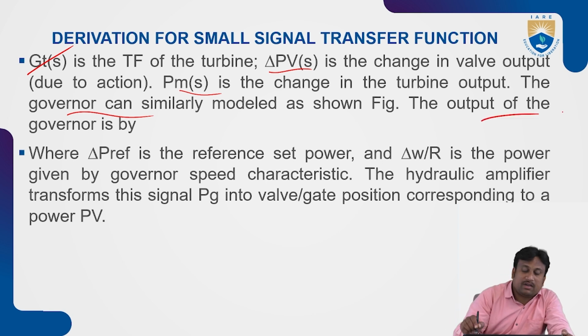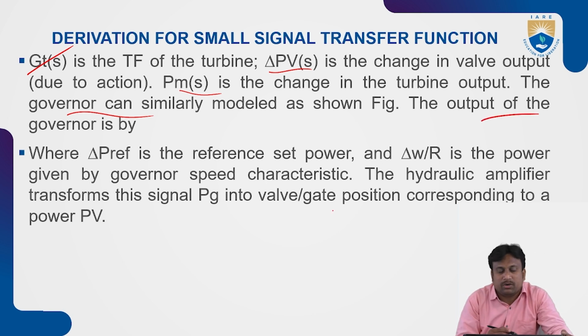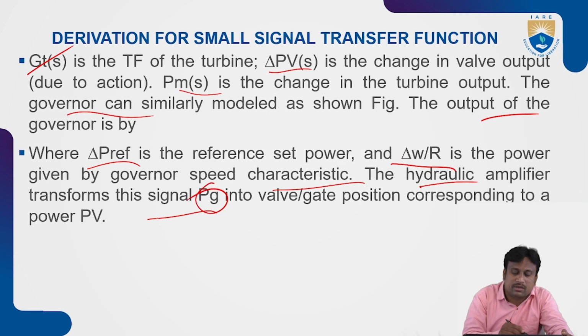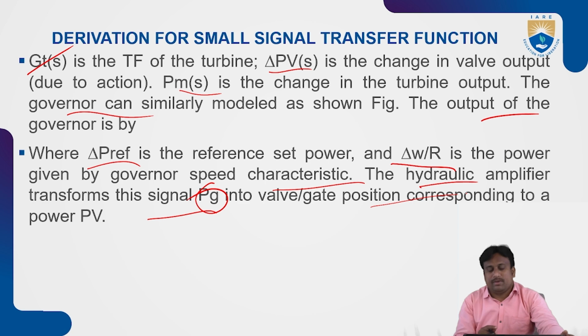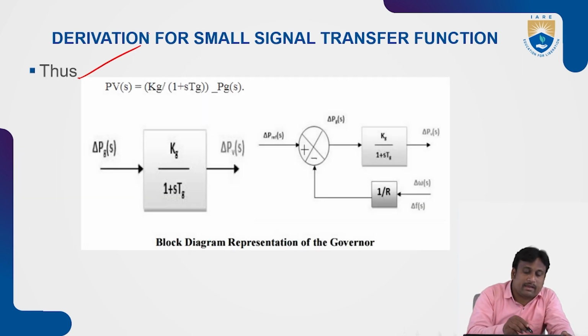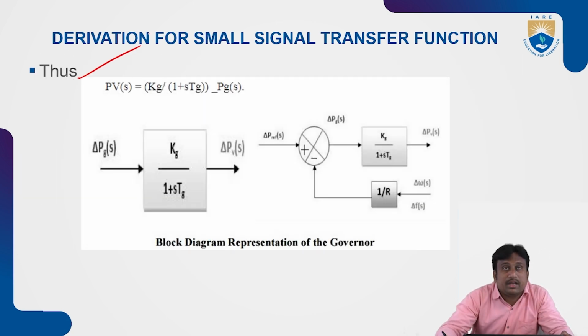The output of the governor is represented with the reference point, where delta P reference is the reference set power, and delta W by R is the power given by the governor speed characteristic. The hydraulic amplifier transforms the signal PG into the valve or gate position corresponding to the power PV. Likewise, we can write the power delta PV of S equals KG by 1 plus STG times delta PG of S. That means this represents the transfer function of the governor.